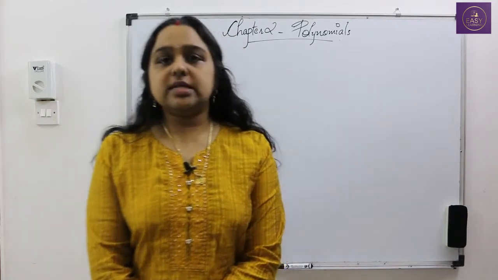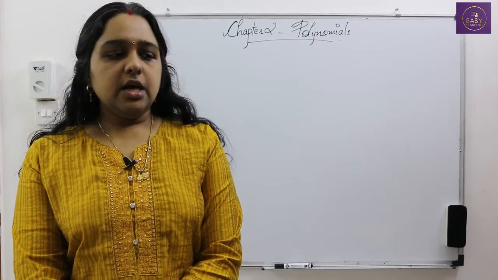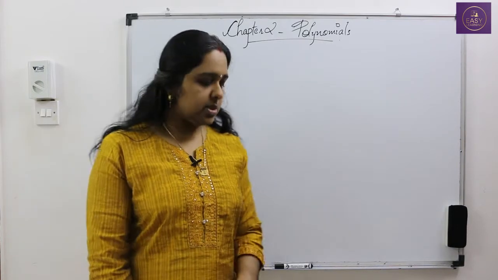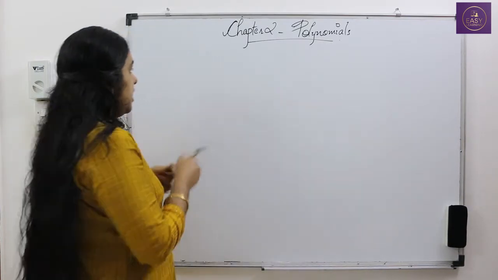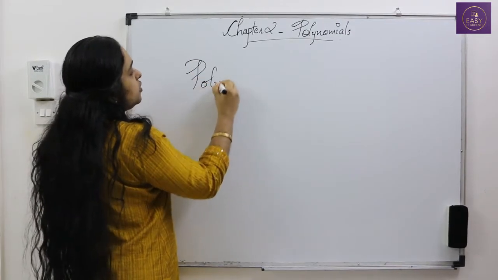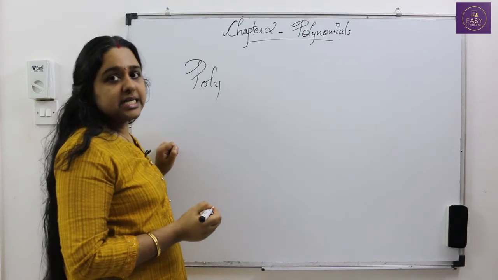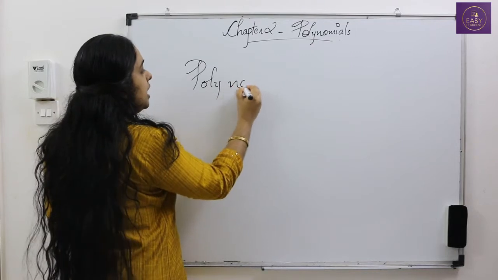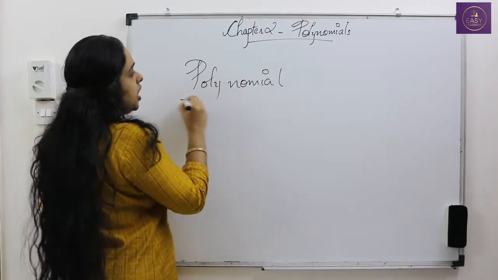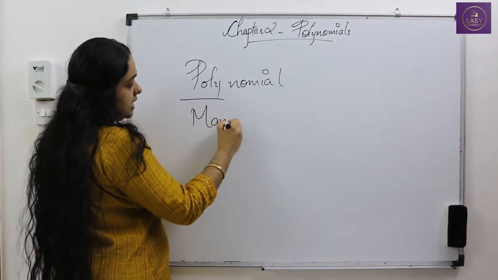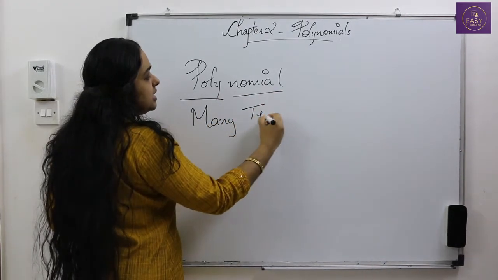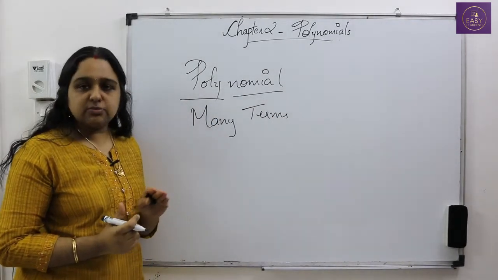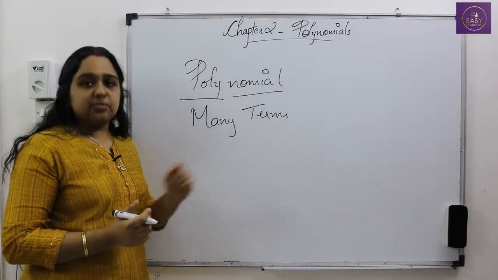Okay, let's move on to our subject, polynomials. Do you know what a polynomial is? Before moving on to the details, let's discuss what a polynomial is. Poly means many. Nomial means terms. So in general, a polynomial is an algebraic expression which has many terms.